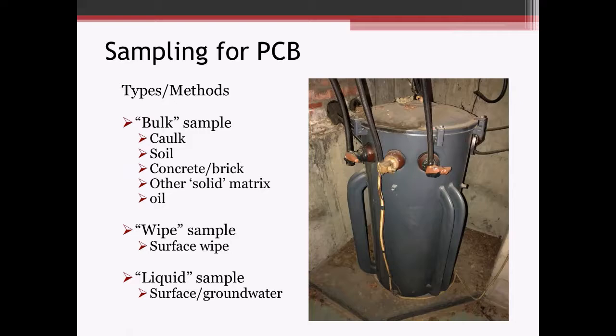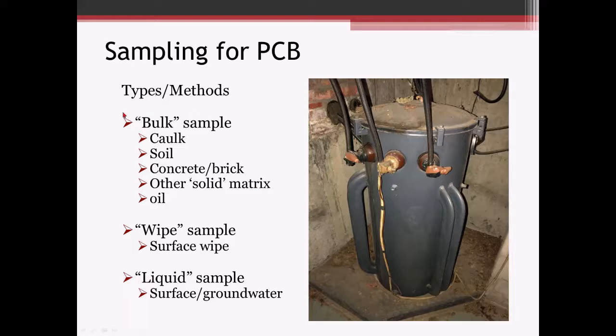Different types of samples: bulk sample, any of your building materials, your soil, concrete, brick, just basically collecting a sample of that material and sending it in for direct analysis on that sample. You can also have wipe samples, surface wipes, sometimes with like a transformer. You'll have to do some surface wipes to certify it's been cleaned, if that's the case. Also, floors, things like that, that might be adjacent to caulk materials, you could do wipe samples on. And then liquid samples, whether it's oil or if you're doing surface or groundwater type sampling.